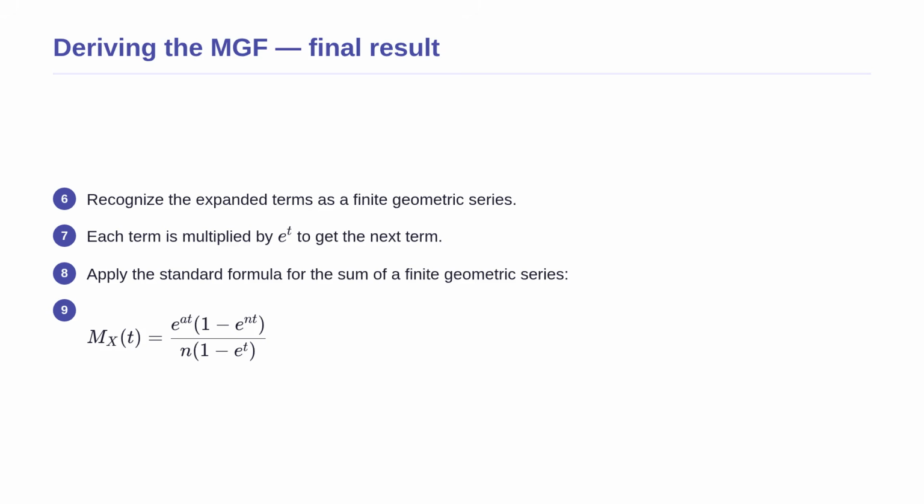In this final chunk of the proof, we will condense that expanded series into a final result. If you look closely at the sum of exponentials, you will notice it is a finite geometric series because each term is multiplied by e to the power of t to get the next term. By applying the standard algebraic formula for the sum of a finite geometric series, we can collapse the entire long addition into a single neat fraction. This mathematical trick is what gives us our final closed-form moment-generating function. We have successfully built the DNA blueprint for the discrete uniform distribution.